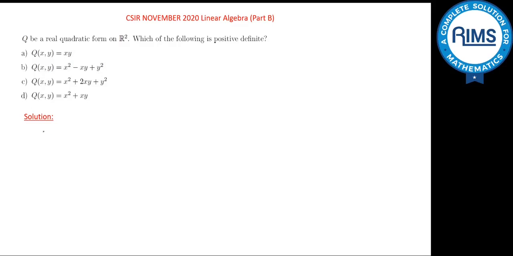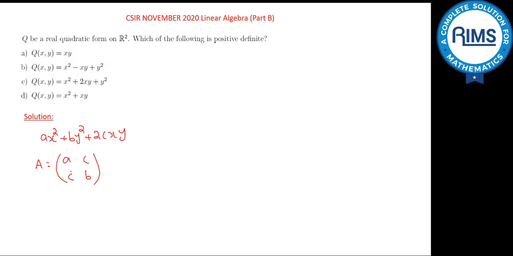First consider a quadratic form on R2, that is A x square plus B y square plus 2C xy. This is a quadratic form on R2, and the matrix corresponding to this quadratic form is capital A equal to A C C B, right? And this quadratic form is positive definite if the leading principal minors are greater than 0.